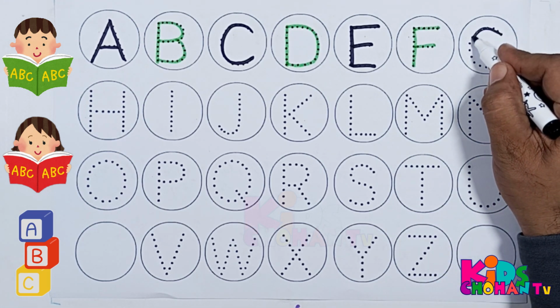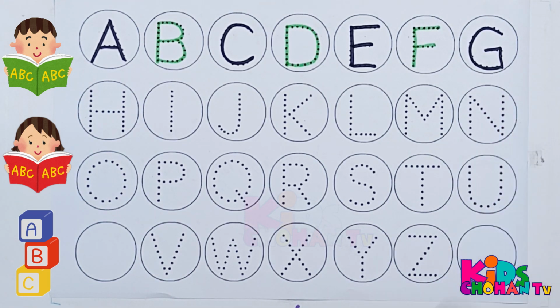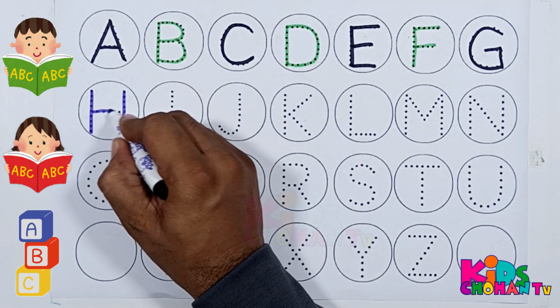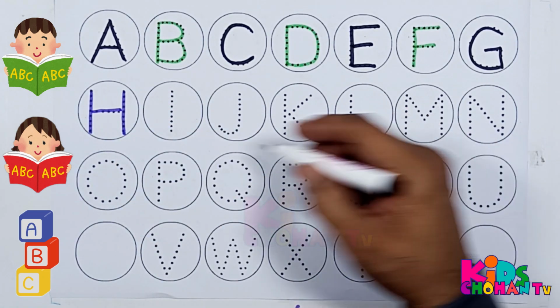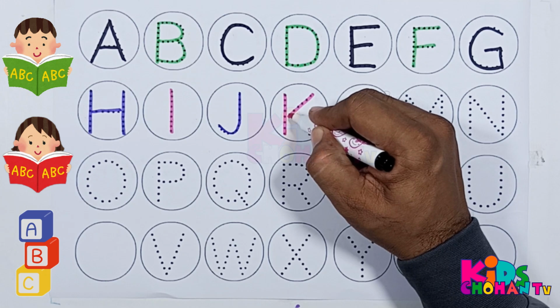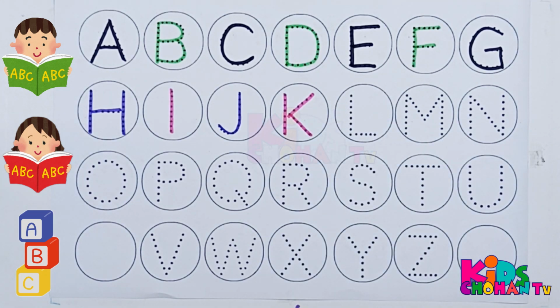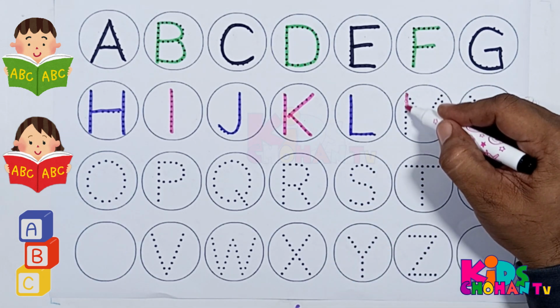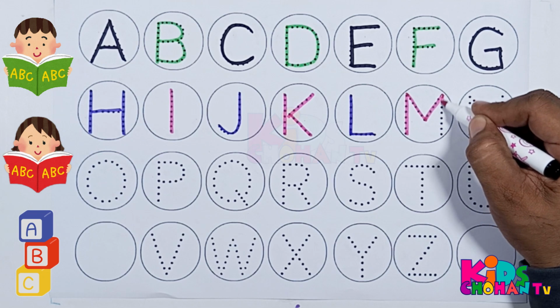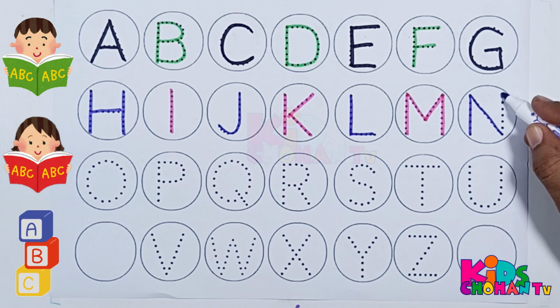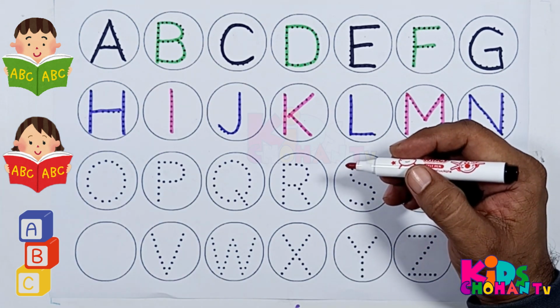Kids, we are tracing letter G. G. Violet color. H. Pink color. I. J. K. L. M. N. Red color.